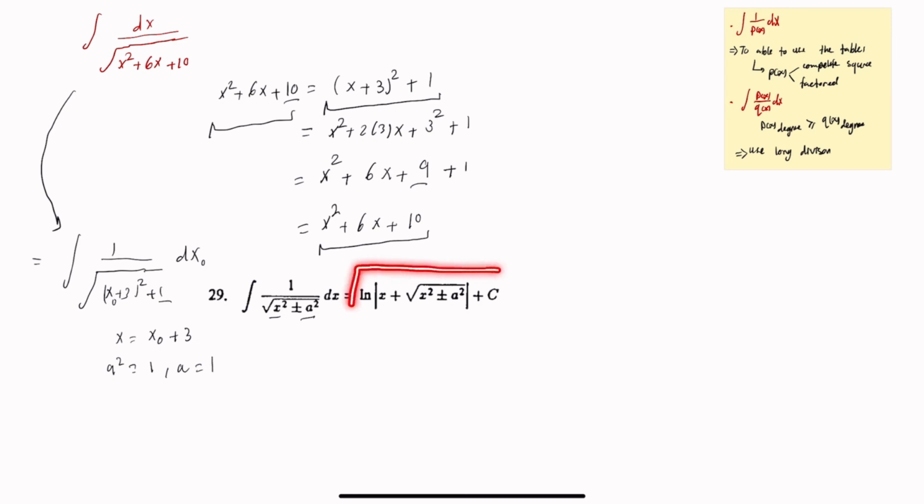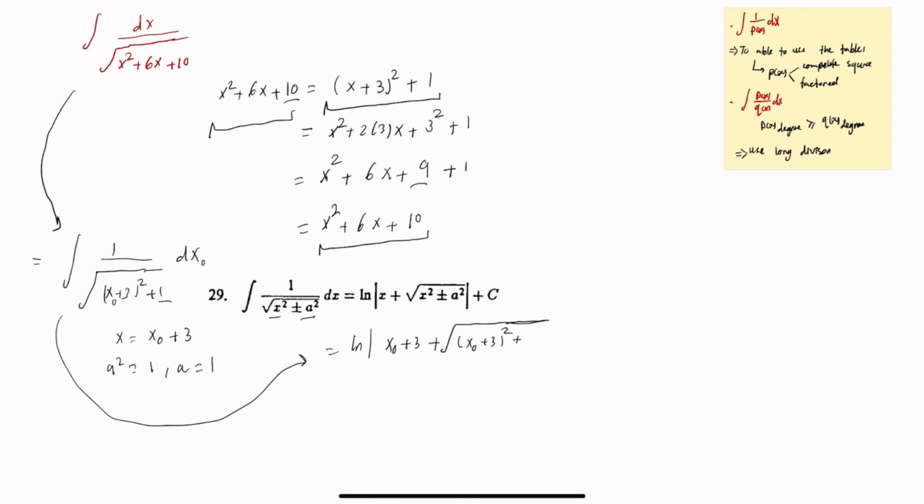Now we are ready to plug that into the antiderivative. So this integral here is going to be equal to natural log of x, which is x naught plus 3, and then plus the square root of x squared, which is again (x naught plus 3) squared, and then plus a squared, which is just equal to 1, and then plus a constant. And therefore, that's the antiderivative of the integral.